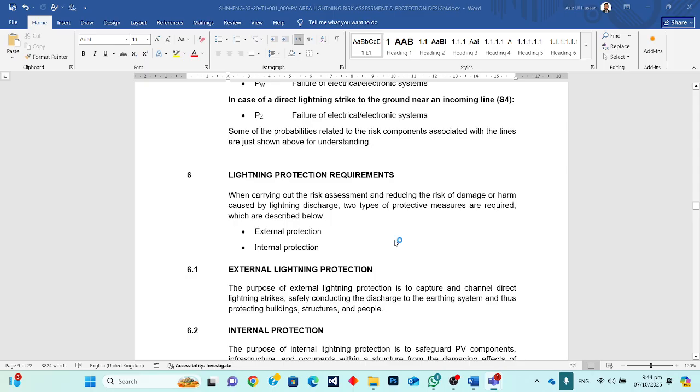When carrying out the risk assessment, to reduce the risk of damage or harm caused by the lightning discharge, two types of protection measures are required: one is external protection, the other is internal. Basically external, where we give the lightning arresters, like the lightning rods, in that PV area or in our electrical power plants.